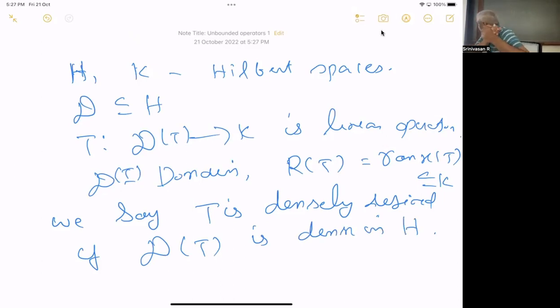So the R(T) is just contained in K. Contained in K. I just said it is contained in K.